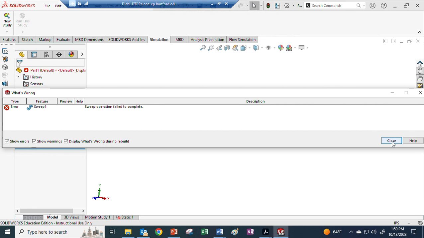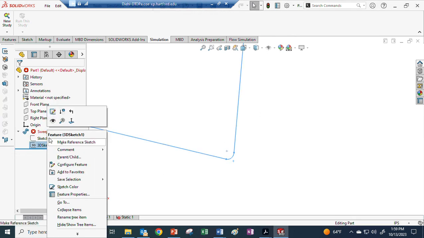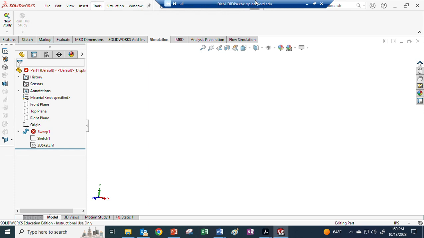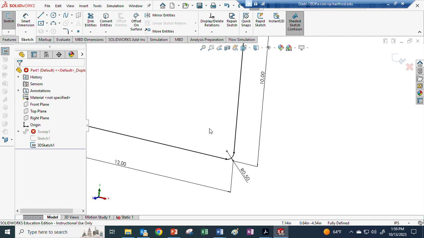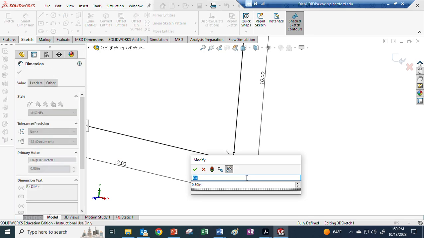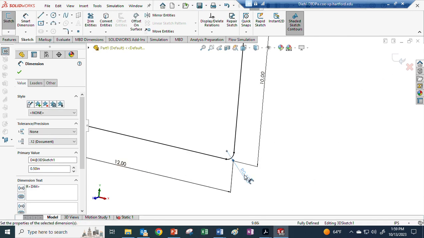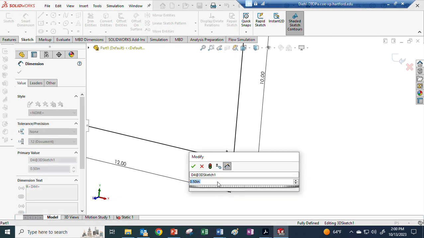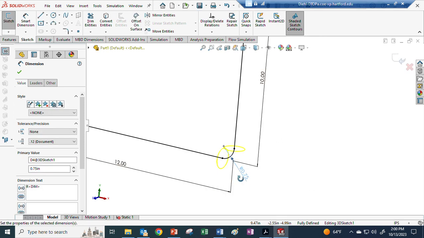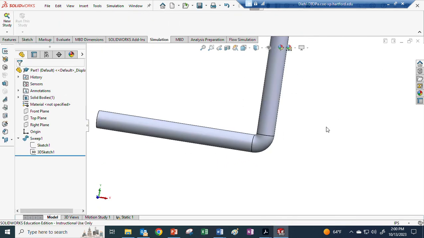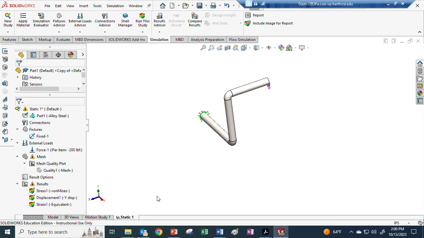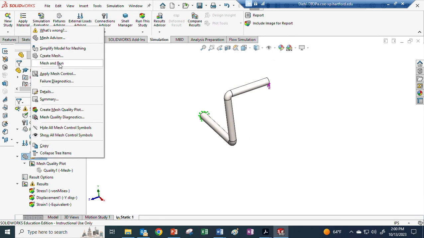No. I might want to undo and then change. 0.475. And you do the negative. Okay, it's very generic. Yeah, I could barely do it, but I can do it. Alright. So, mesh and run.